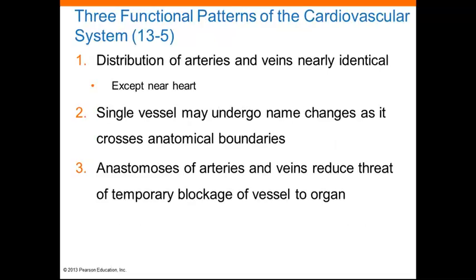This next section in the chapter looks at three functional patterns of the cardiovascular system. When comparing the right side of the body to the left side, the distribution of arteries and veins is nearly identical, except near the heart where the large vessels connect to the atria or the ventricles. A single vessel may undergo name changes as it crosses anatomical boundaries, so watch out for that. This is often to be more descriptive about which structures they're supplying or draining.